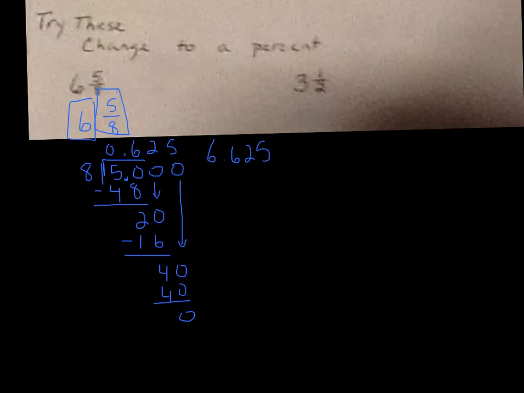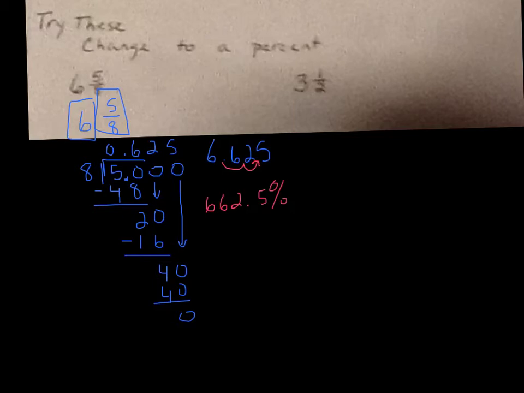Okay, now the next part is we're going to change it into a percent, because we've only changed it to a decimal right now, right? So we change it to a percent by moving it 2 times to the right, and so we get 662.5, and we add our percent sign. And there you go. That's it. Okay, so 2 steps you already know how to do. You know how to make a fraction into a decimal, and then you know how to make a decimal into a percent. So you're good to go.